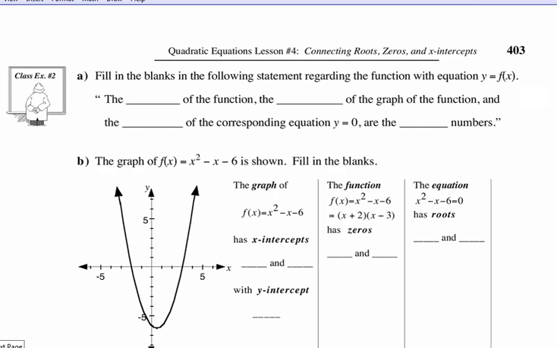Fill in the blanks. The blank of the function, the blank of the graph of the function, and the blank of the corresponding equation y equals 0 are the blank numbers. Same numbers. Which one relates with the graph? X-intercepts are from the graph. The zeros of the function and the roots of the corresponding equation, y equals 0, are all the same.